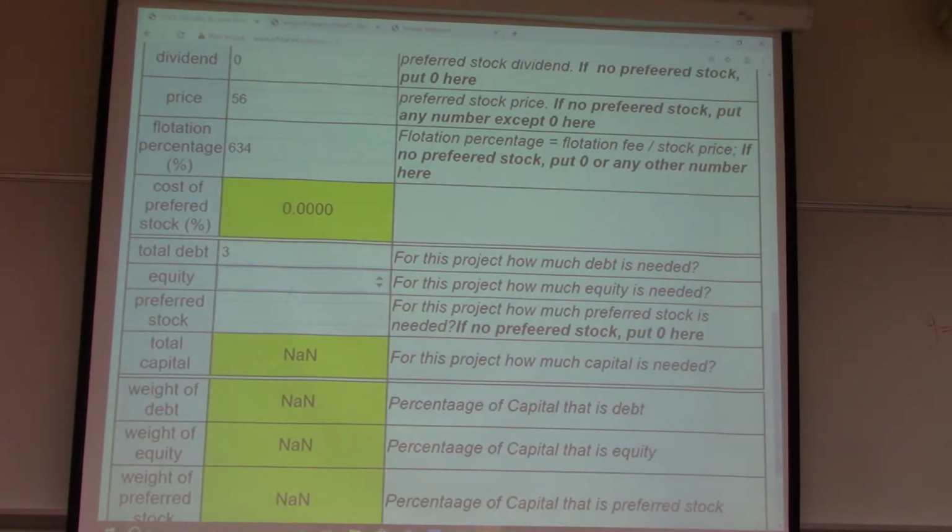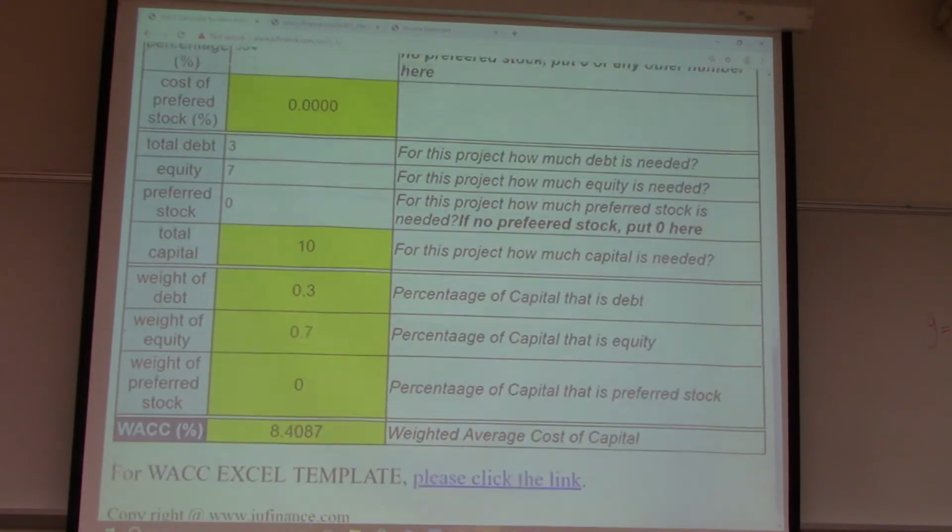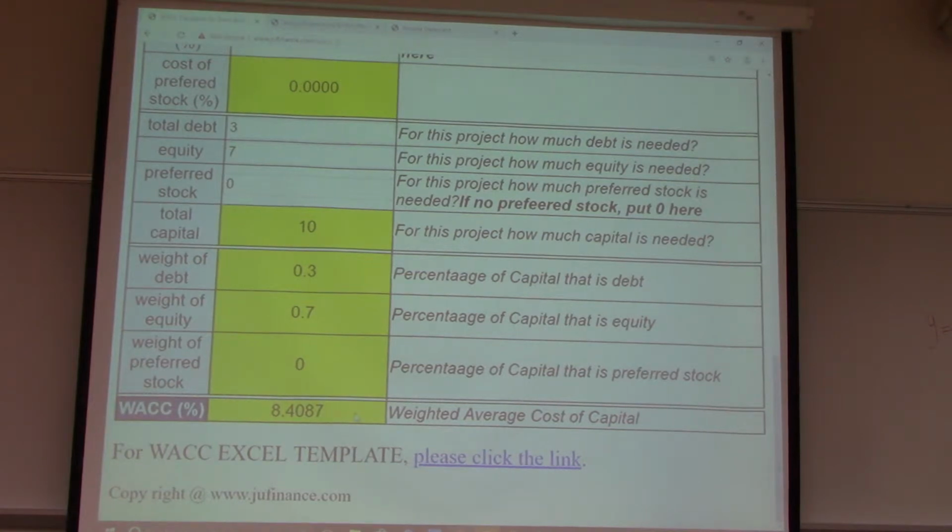Equity should be 10 divided, 7, right? Because the total is 10, so it has to be 3 and 7. Debt is 3, equity will be 7. So the weight of debt is 30%, the weight of equity is 70%, so the answer should be 8.41%.